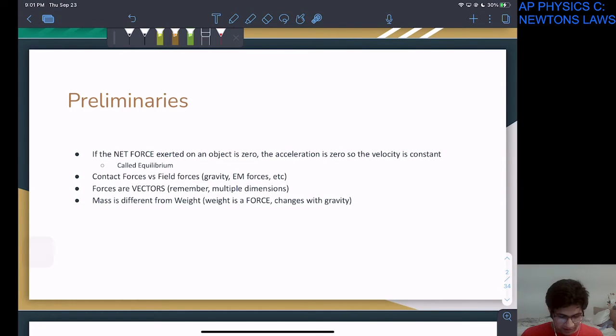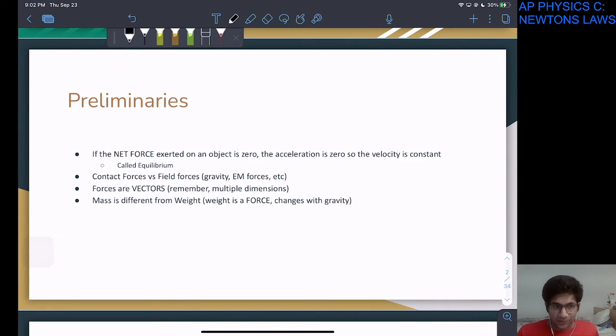Alright, so if the net force exerted on an object is 0, then the acceleration is 0. So the velocity is constant. And the one thing that always gets confusing is that velocity is constant. That doesn't mean that the velocity is 0. The velocity could be like 10, right? But as long as the velocity doesn't vary with time, the acceleration, which is the derivative of velocity with respect to time, is 0. And if the net force exerted on an object is 0, we say that it is in equilibrium.